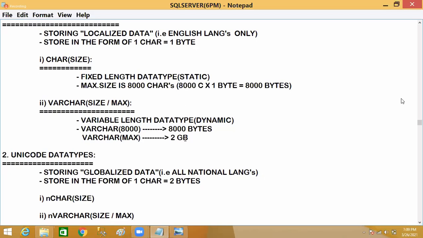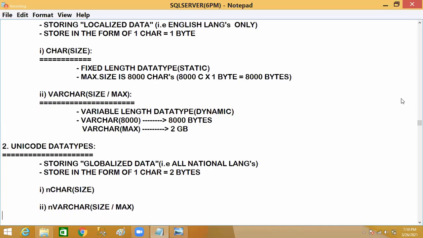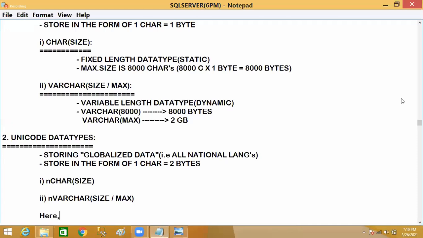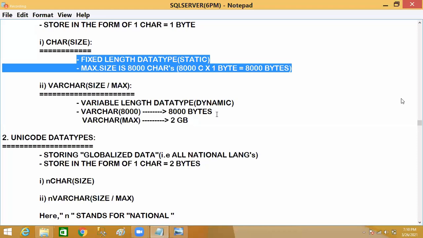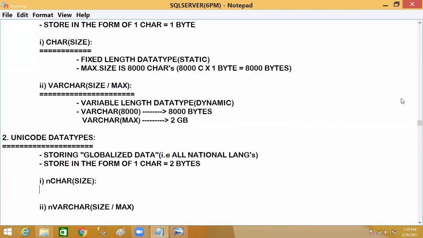Now, can you identify? Here I was given n. What does the n stand for? Here n stands for national. There is no difference, guys, the nature is the same. Here n char also has the same nature.